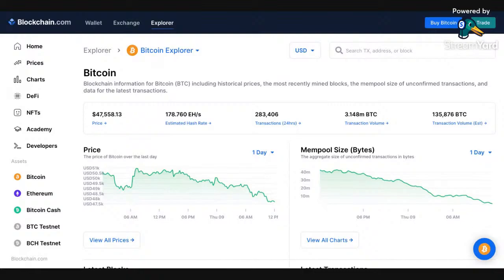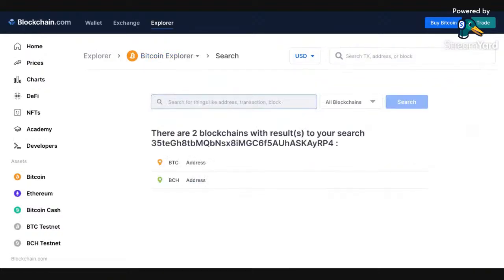Let me copy my Bitcoin address so we can then use it. All right, it's copied. So you basically paste your wallet address. Don't type it manually, paste it there. When you paste it there, you basically click on search.